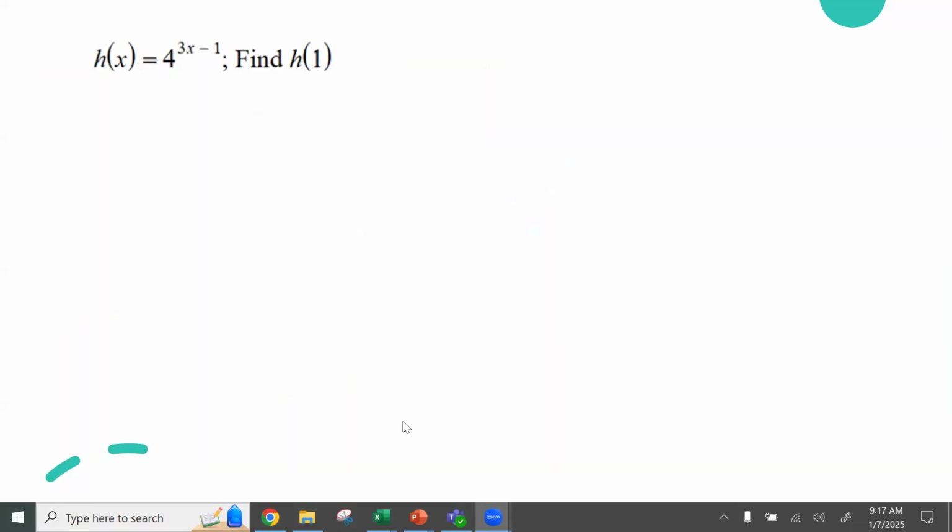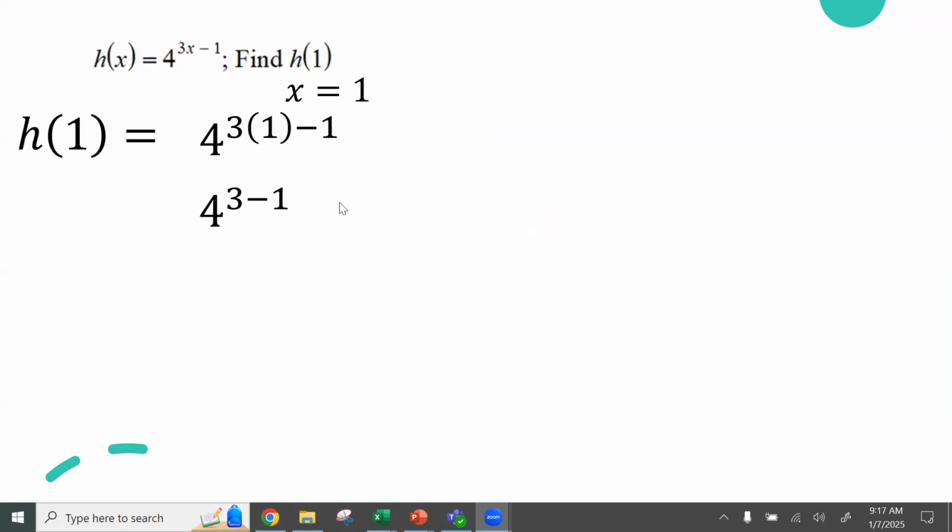Again, with the plug and chug, this is an exponential function, very tiny for some reason. If you want to use the plug and chug method, the x in this case is 1. So you plug it into the expression. So we have 4 raised to 3 times 1 minus 1. You evaluate it. How many steps you show is kind of up to you. So 4 squared is 16. So that means h of 1 is 16.